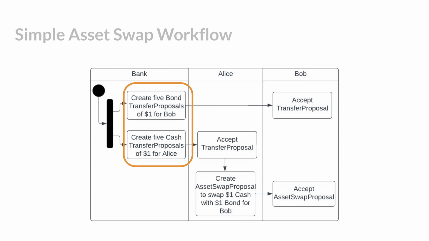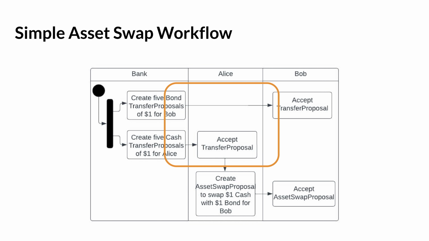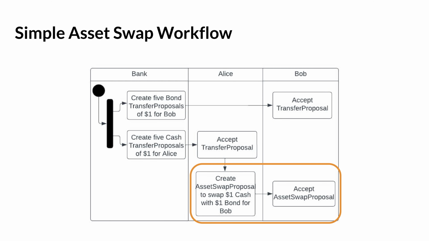Let us look at a scenario to understand how this works. Let us say that a bank creates 5 transfer proposals to transfer $1 each of cash to Alice. It also creates 5 transfer proposals to transfer $1 each of bonds to Bob. Both Alice and Bob accept these proposals. Then, Alice wants to swap one of her $1 cash with Bob's $1 bond. So, she creates an asset swap proposal for Bob, which Bob accepts.